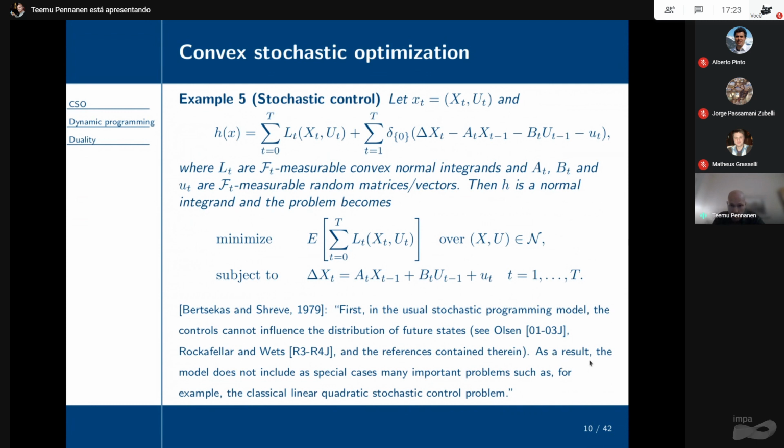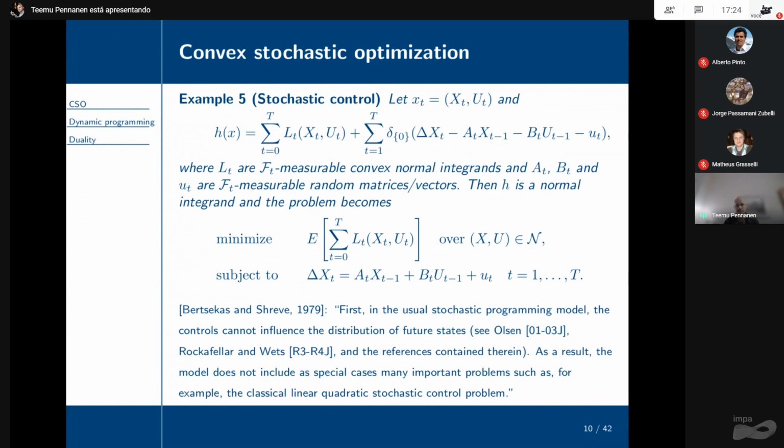They say here that the model of Rockafellar and Wets does not include as a special case many important problems, such as, for example, the classical linear quadratic stochastic control problem. But that must be a misunderstanding, since the above model here doesn't only include linear quadratic control, but any convex control models. This function L here is any lower semi-continuous convex random function. It doesn't have to be real valued. It may take infinite values, so you can even include constraints on controls or the states or both.